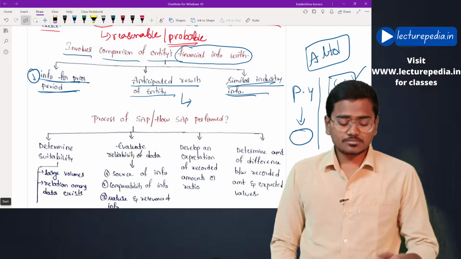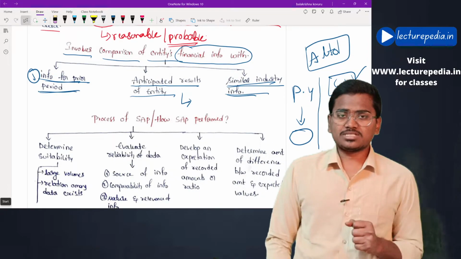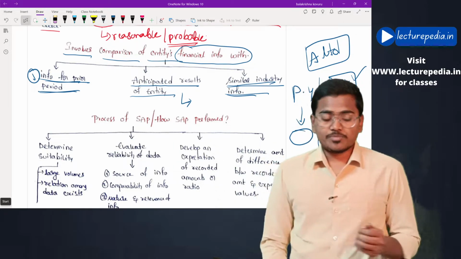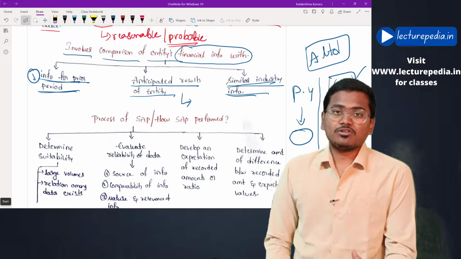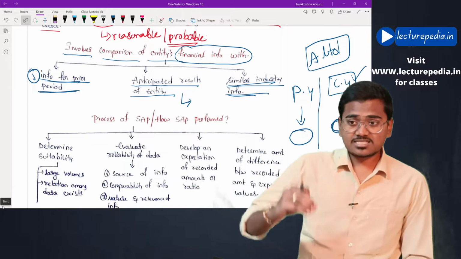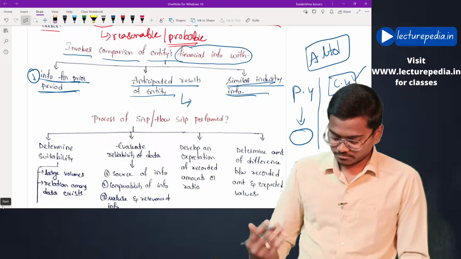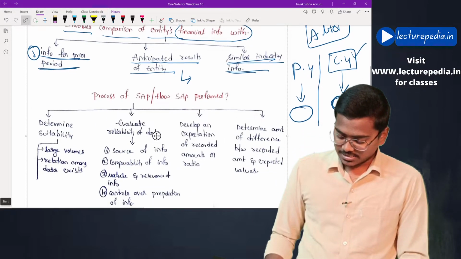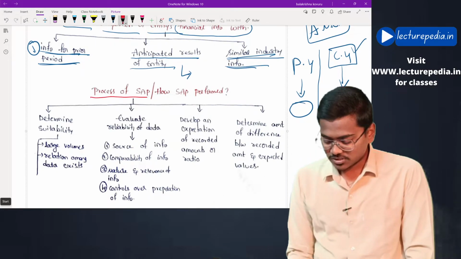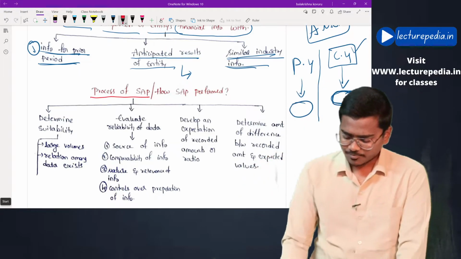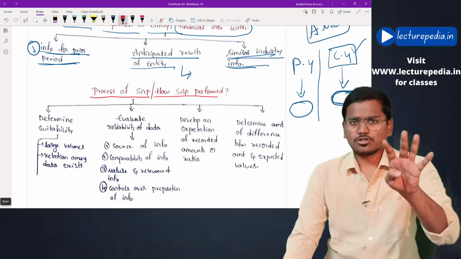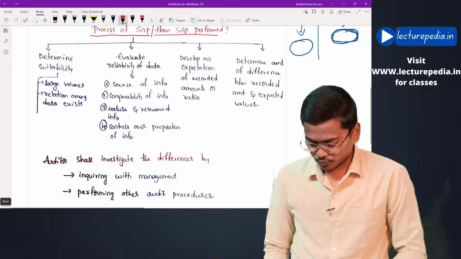Okay, now while performing the analytical procedures, the auditor has to follow a certain process. What is the process that the auditor will follow in order to perform analytical procedures? That we'll see. Basically, this is a very important concept under SA 520. Process of substantive analytical procedure, or how substantive analytical procedures will be performed by the auditor. Basically, it involves 4 steps. What are those 4 steps?